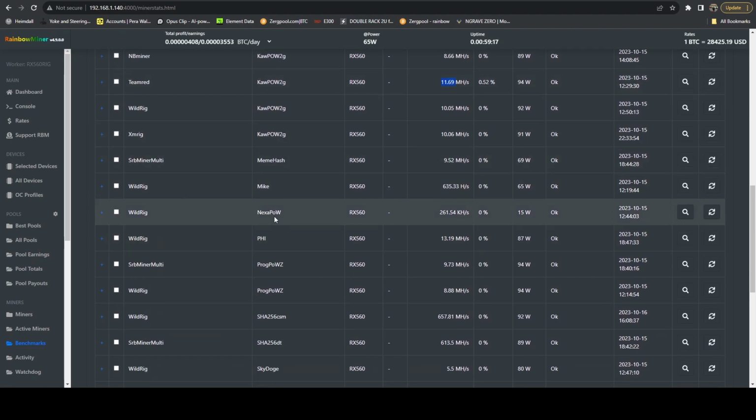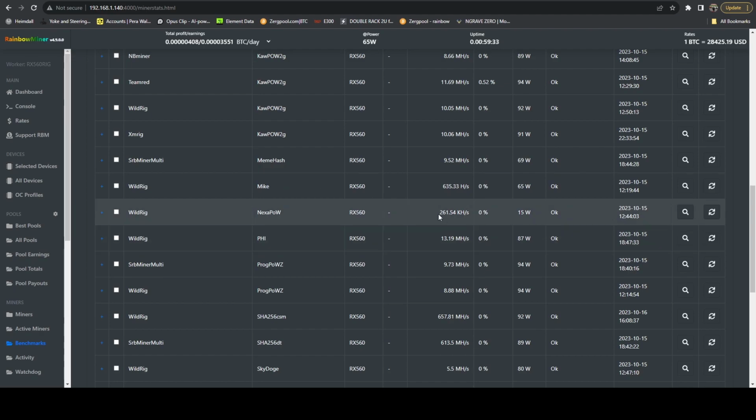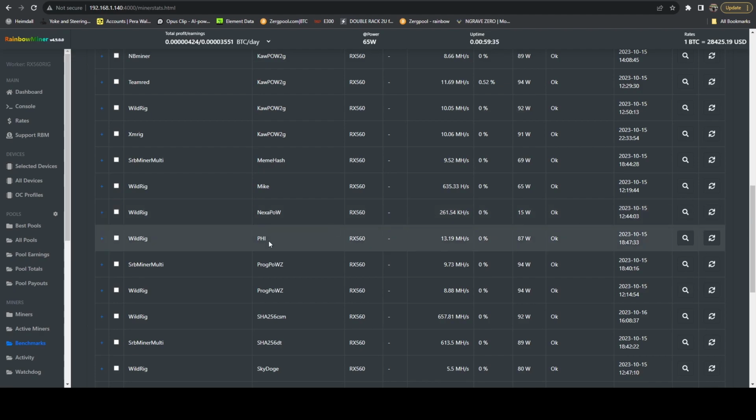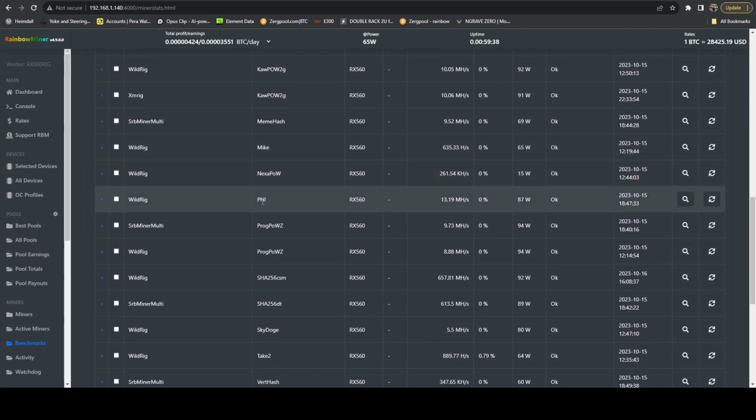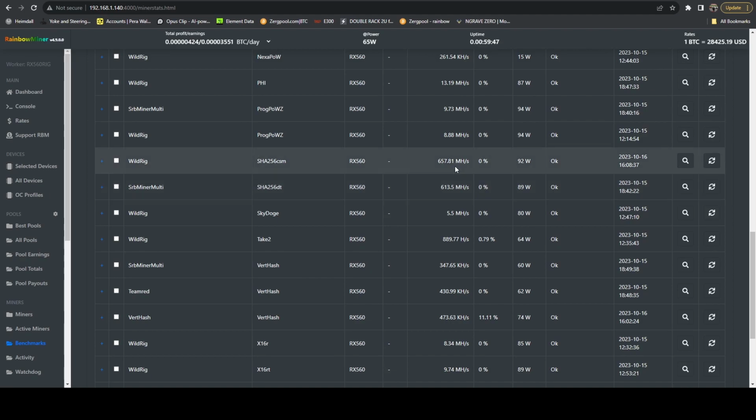And moving down, we've got MemeHash, 9.5 megahash a second. The Mike algo, which is what it's currently mining, at 635 hashes per second. Nexapow also did successfully benchmark on these cards at 261 kilohashes per second. PHI also benchmarked at 13. ProgPow, once again, is around that 9 mark. SHA-256 CSM, around 660 megahash.